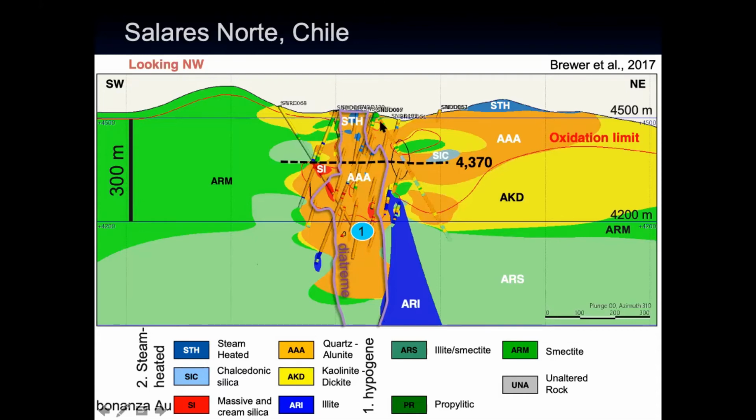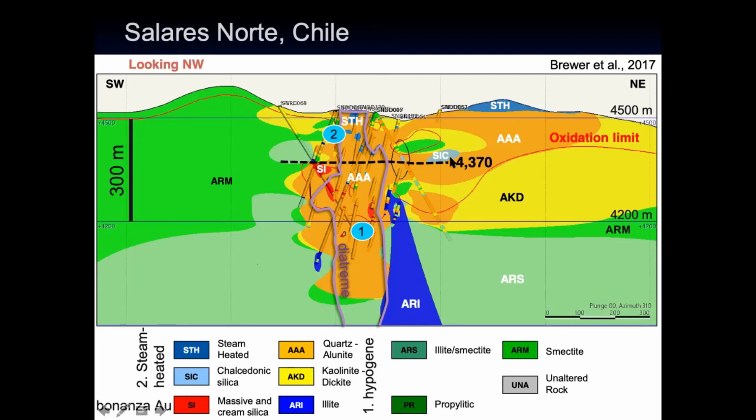This has then been overprinted by a second style of alteration, steam-heated acid sulfate, with steam-heated alteration at the surface. We could see the dome next to Salares Norte in the photograph, and also steam-heated related chalcedony as deep as 100 meters or more below the present-day surface, right at the lowest part of the groundwater table.